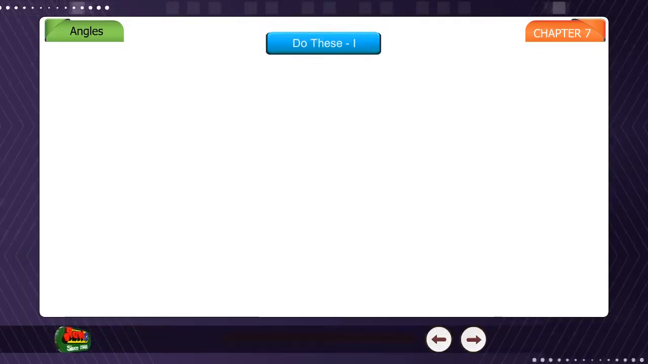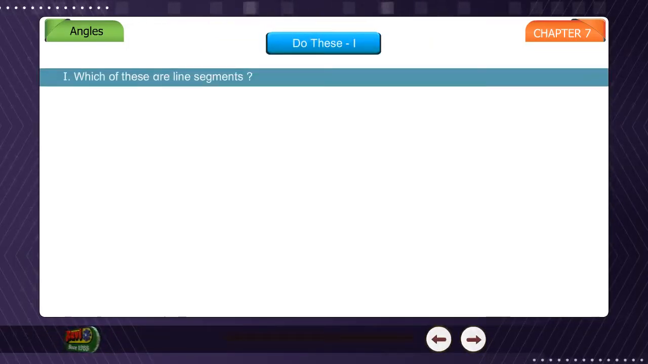Do these. 1. Which of these are line segments?